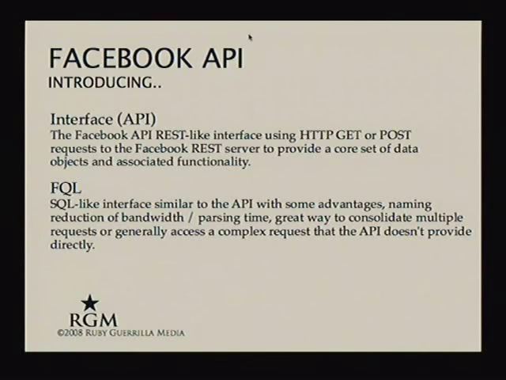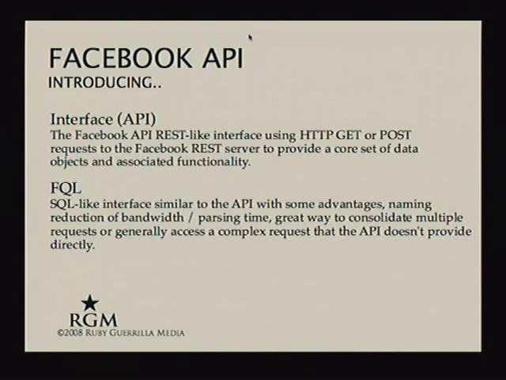I can mumble. So there's the API itself, which is a REST-like interface. Pretty standard stuff using get and post. Essentially provides a core set of data objects. They're not data objects in the sort of RMI sense, but kind of jumbled up XML that you can infer some relationships, etc. And then associated functionality, so sending notifications and getting people's friends, that type of thing.